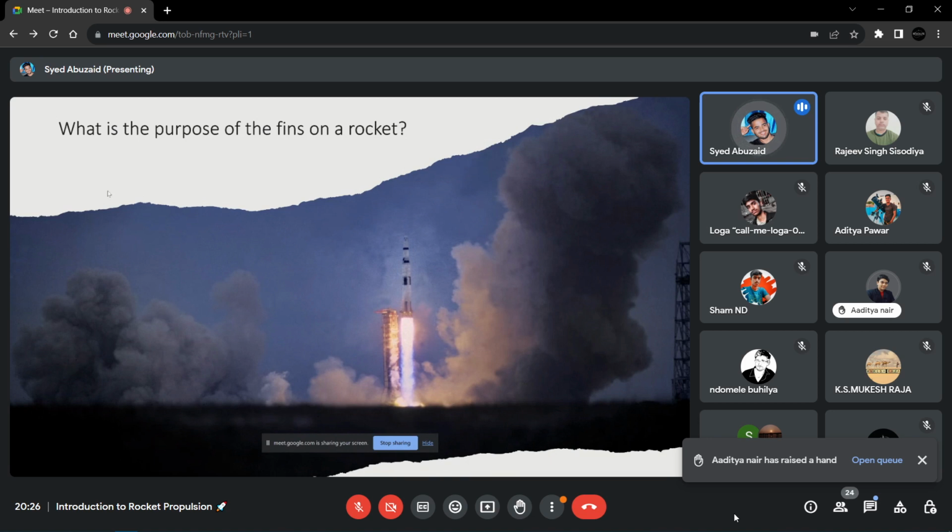In an aircraft you have seen the vertical stabilizer and horizontal stabilizer, and there are many control systems. But in the rocket, the fins are the control system which provide direction and stability while the rocket is traveling. Okay.